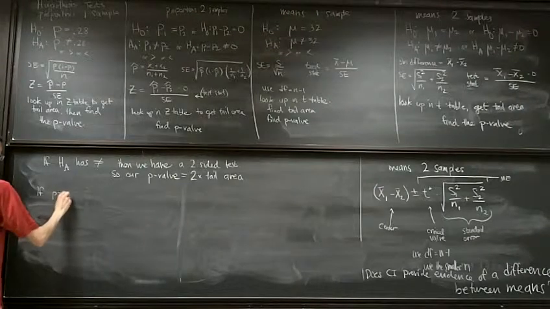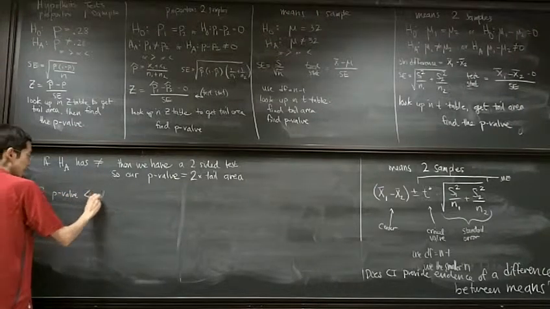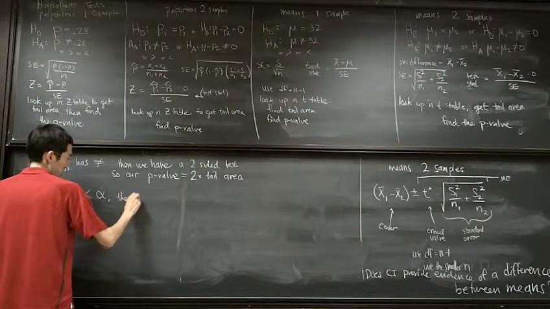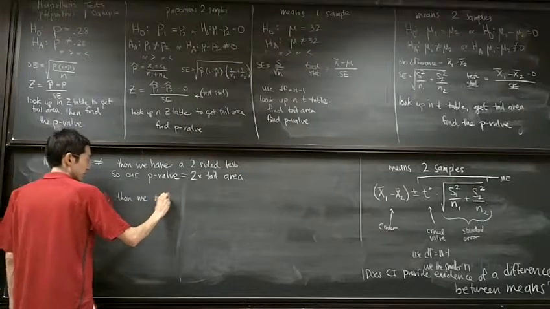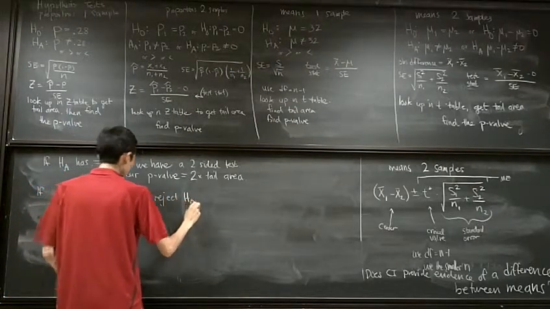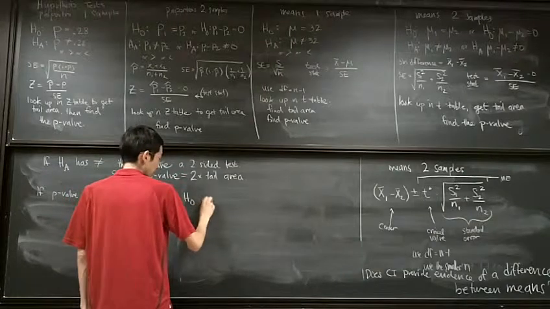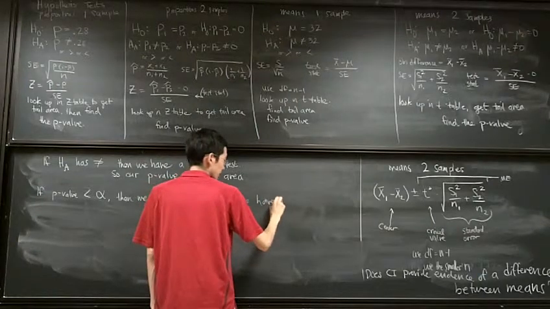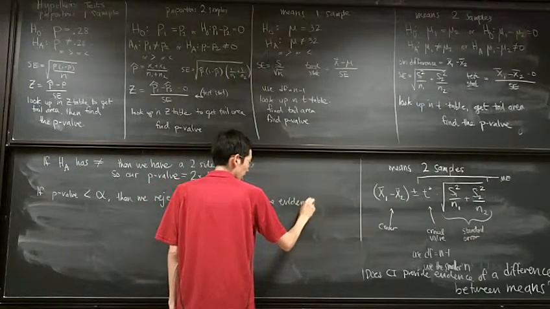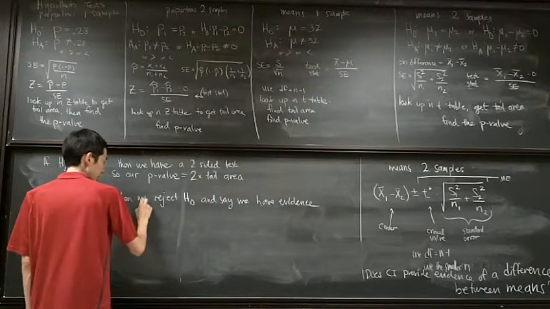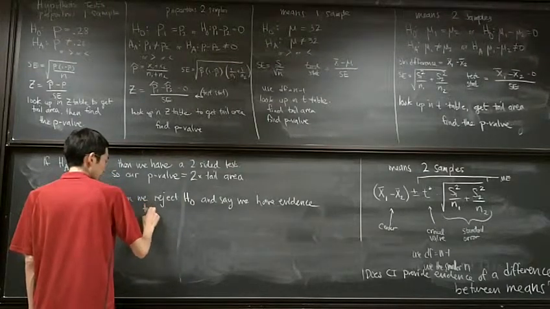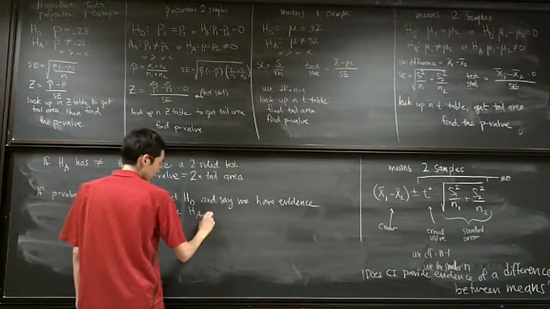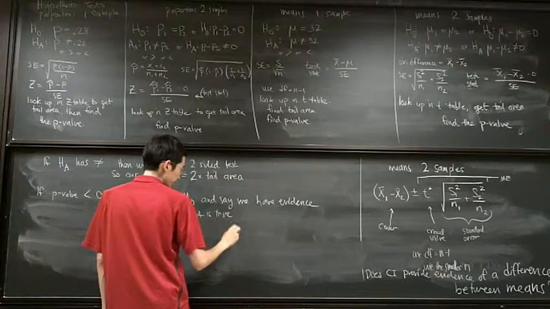If the p-value is less than alpha, our significance level, then we reject the null hypothesis. Let's say we have evidence that the alternative is true. Whatever it says.